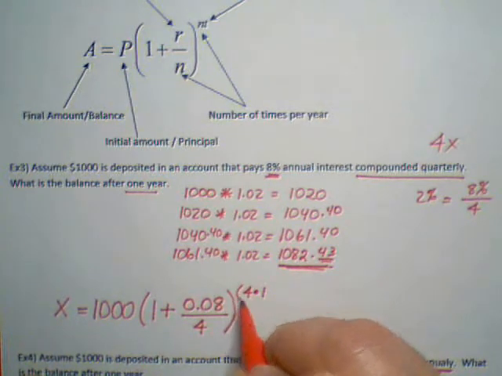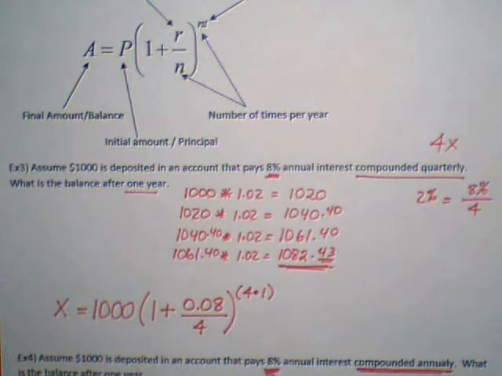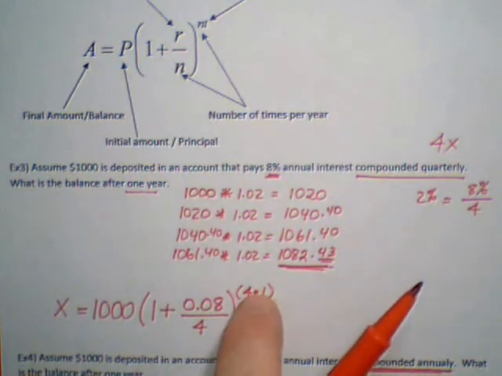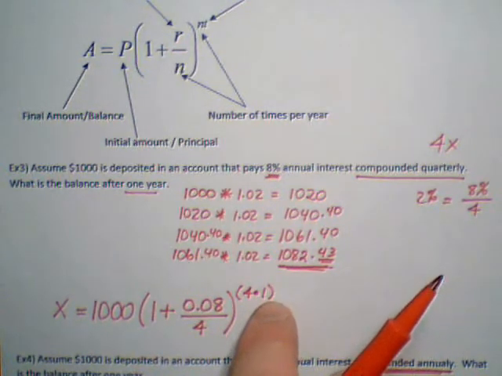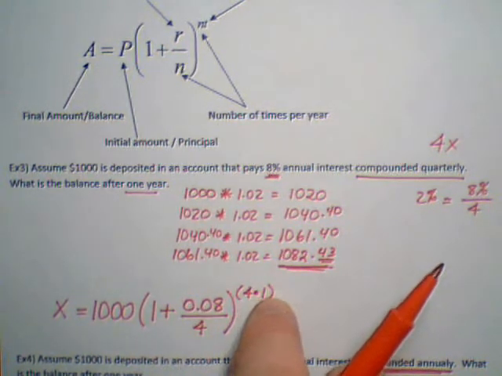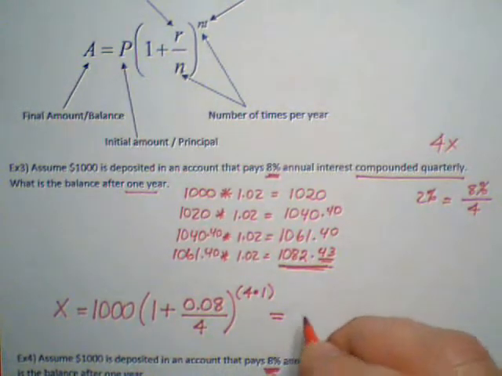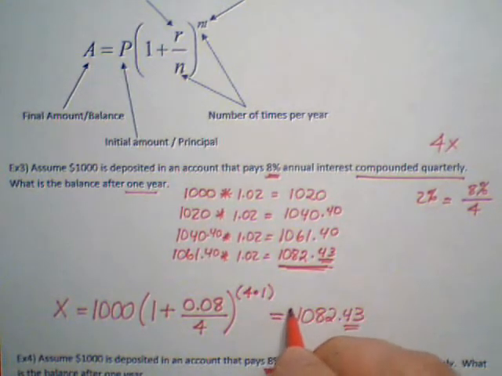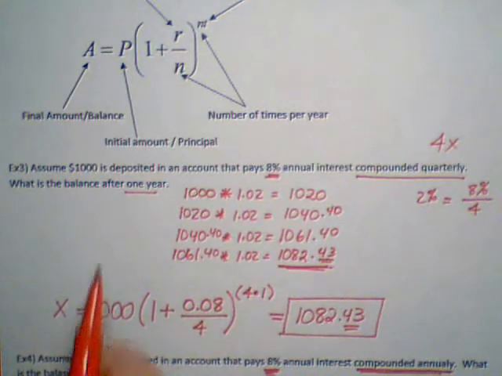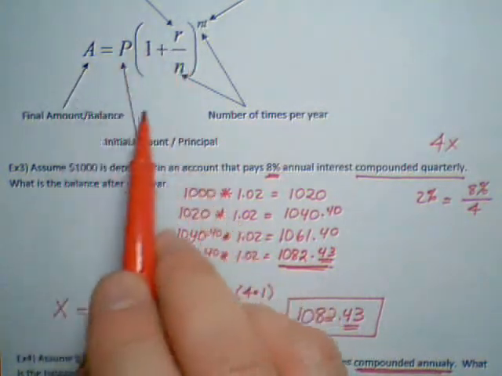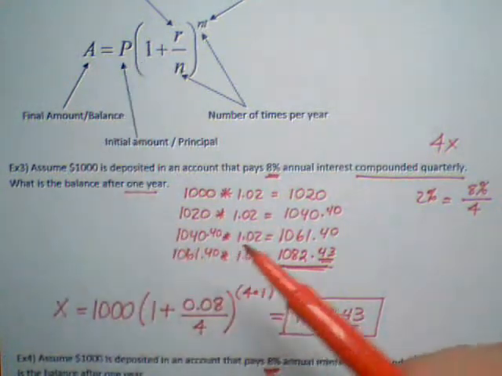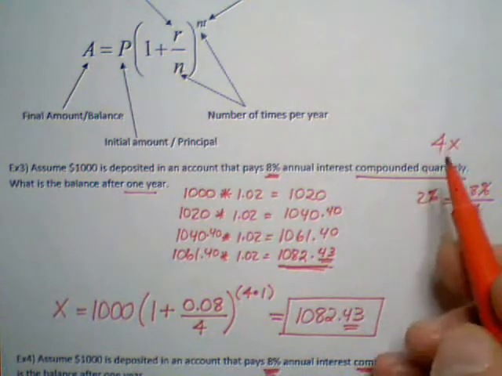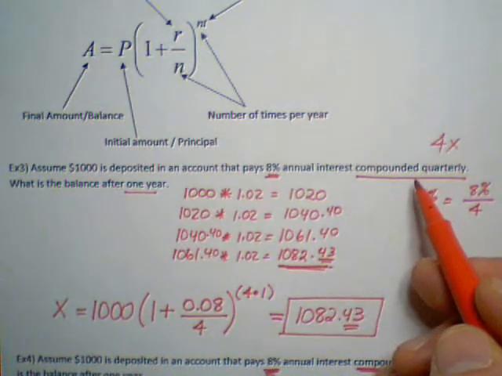Now you might want to put a parenthesis there when you put it in the calculator. Even though you know that 4 times 1 is 4, on future problems it might be 4 times a weird number. So when you put it in the calculator, you want to put that parenthesis there. Well, if you punch that in the calculator, you will get the $1,082.43. So this formula here is very important because it allows us to find the final amount that you're going to get in your bank if the bank is going to pay you compounded quarterly.